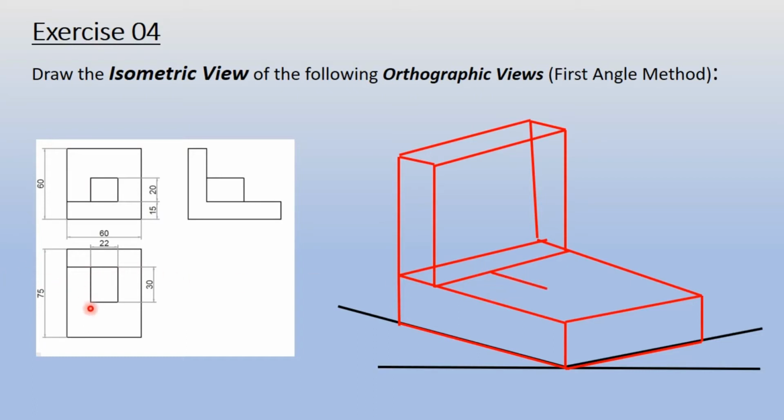I have drawn this line here first. Now I will try to complete this block. This face is appearing in the left hand side view. And you know what? Why have I taken this distance here? Because in the top view I can see this distance here. This distance here is similar. That is why I have taken this distance.